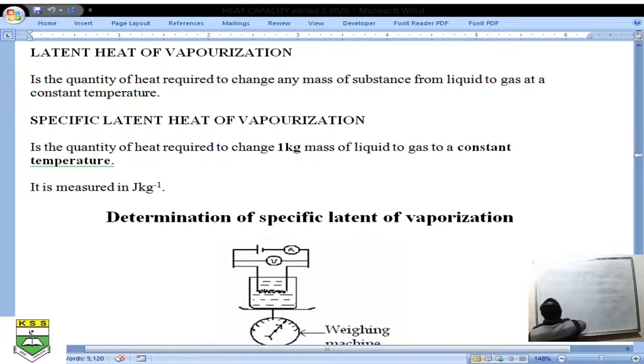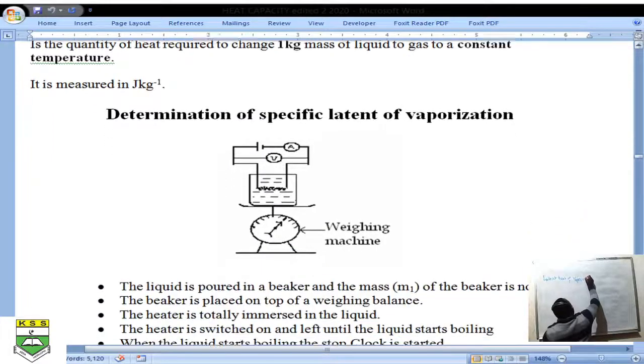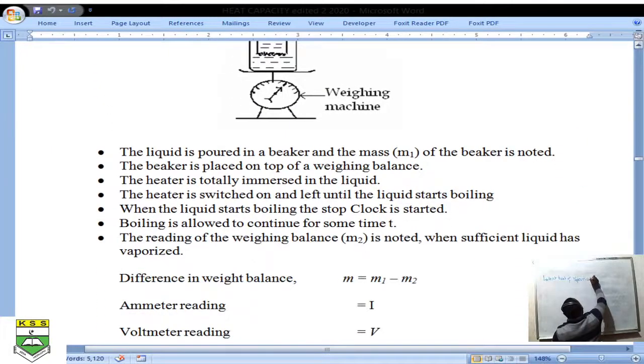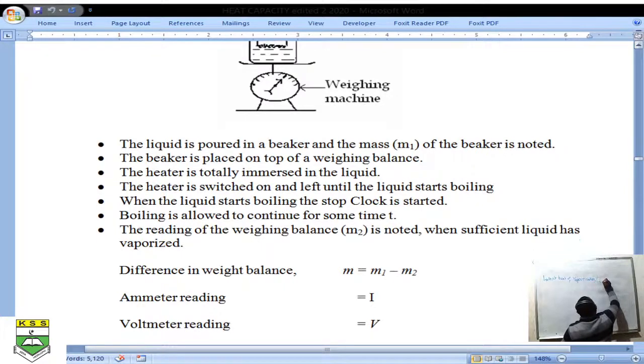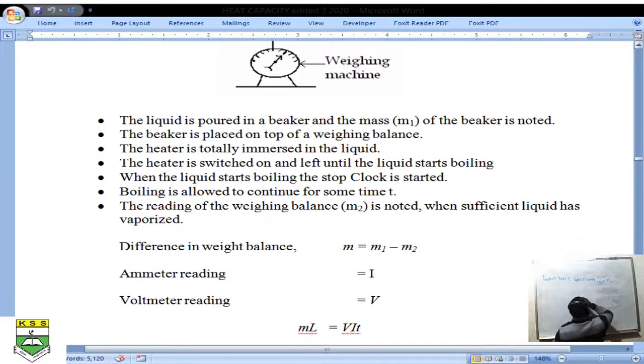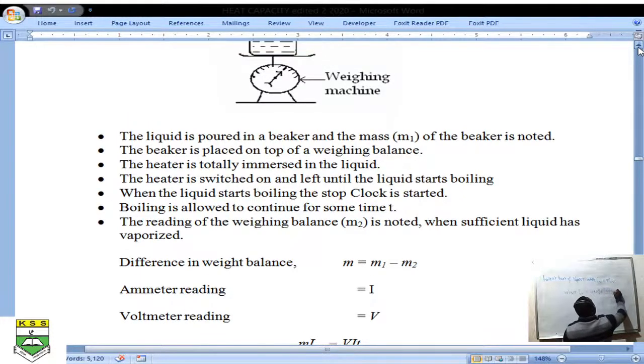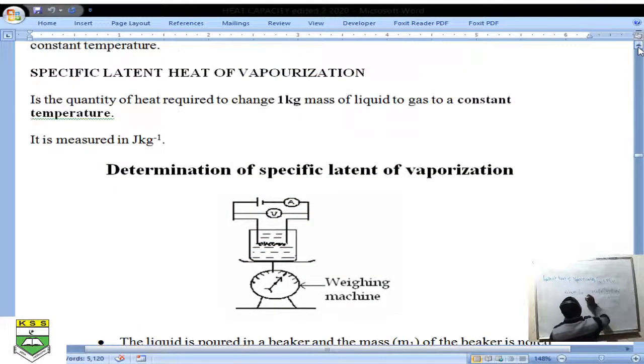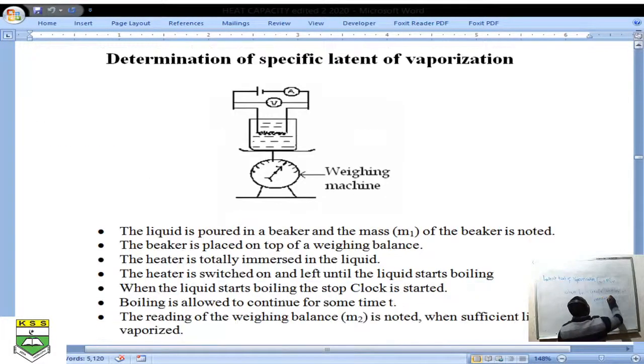So latent heat of vaporization Q is equal to mLV, where LV is equal to the specific latent heat of vaporization. That is the formula we use.